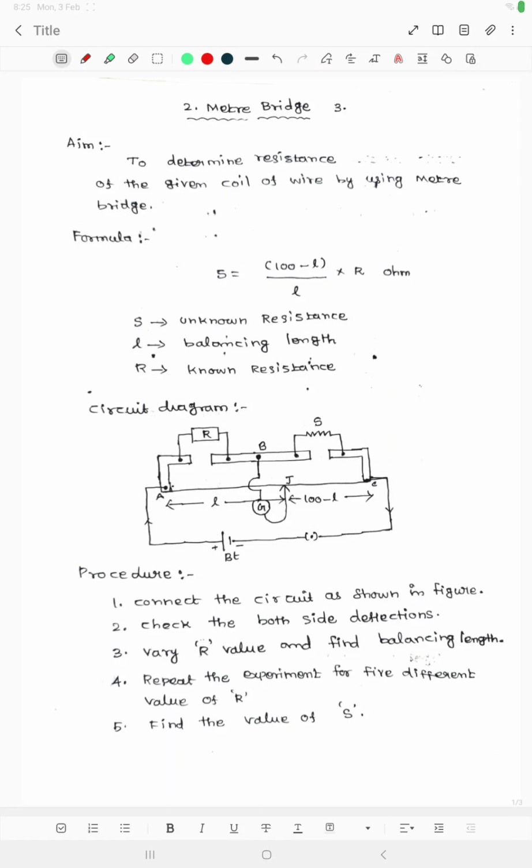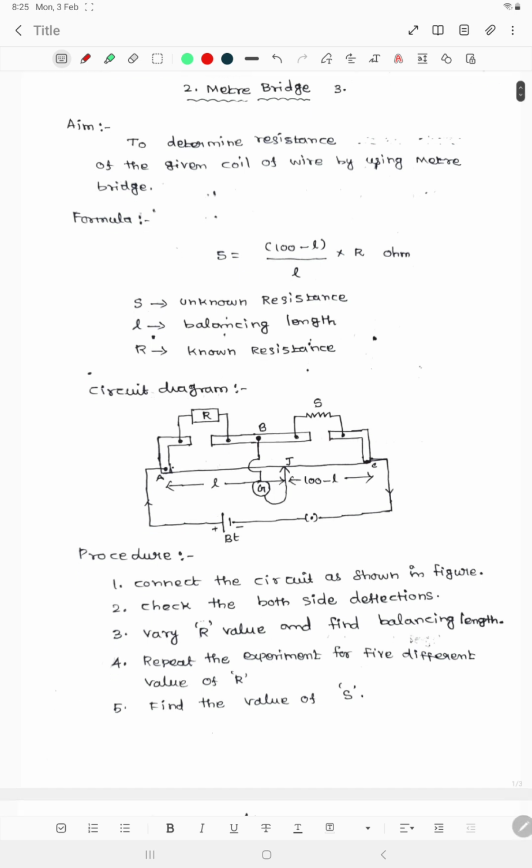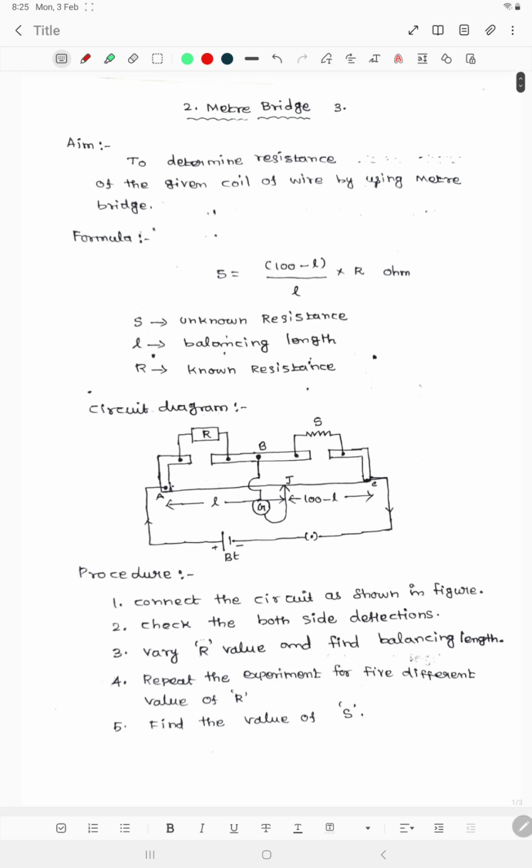How to do the calculation for the experiment meter bridge. This one is a very simple experiment. You just have to determine the resistance. There are many experiments in the meter bridge category. This one is regarding determining the resistance of the given coil of wire by using a meter bridge. So for this unknown resistor S, you have to calculate the resistance value. That is, what is the resistance of the unknown coil S.